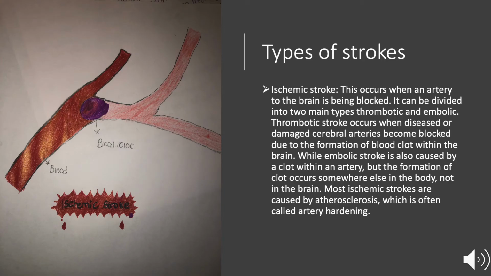Types of stroke. We have the ischemic stroke. Ischemic stroke is the most common type of stroke that affects people. This occurs when an artery to the brain is being blocked. It can be divided into two main types, thrombotic and embolic.